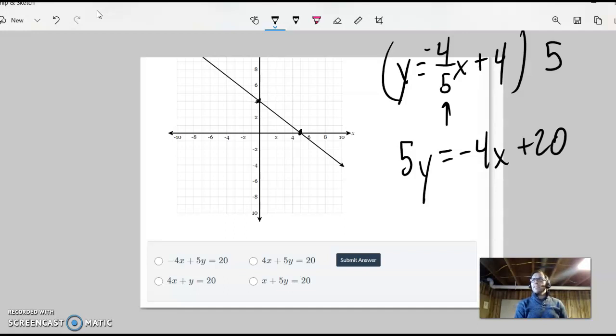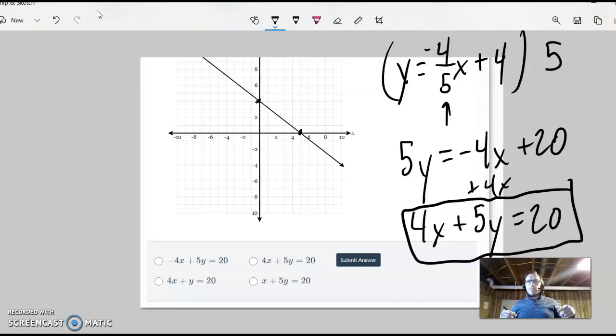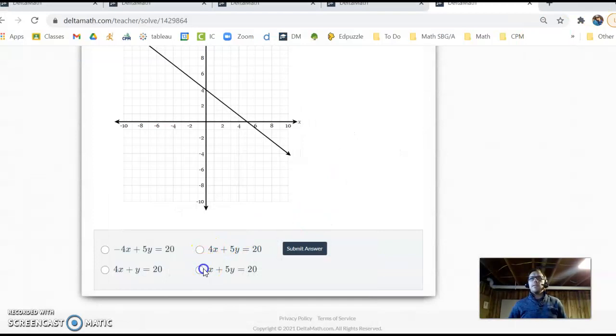Oh, kind of looks like this. If I add 4x to both sides, look, I get 4x plus 5y equals 20. And so that's kind of another way to decipher this graph. And so either way we have it, that is our graph right there. Let me lower that, go select it over here, and let's see how we did.